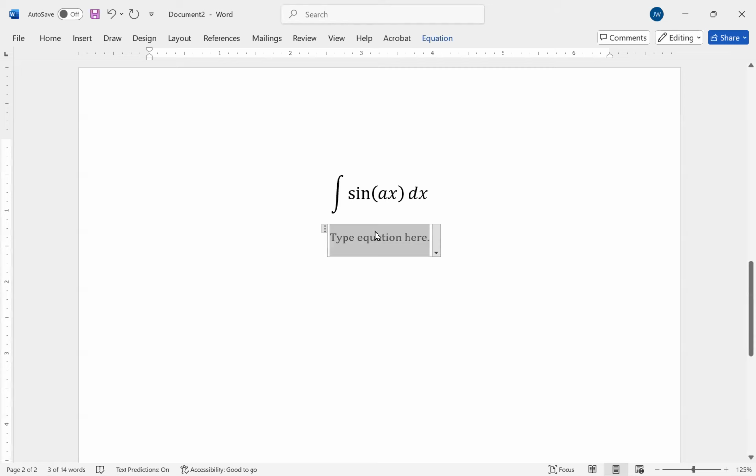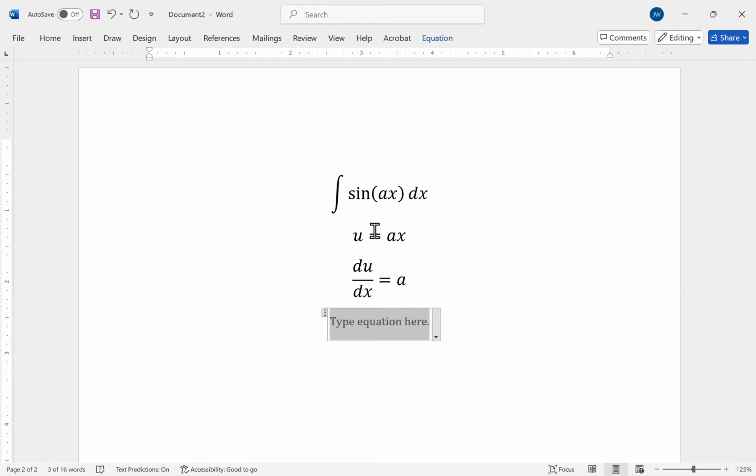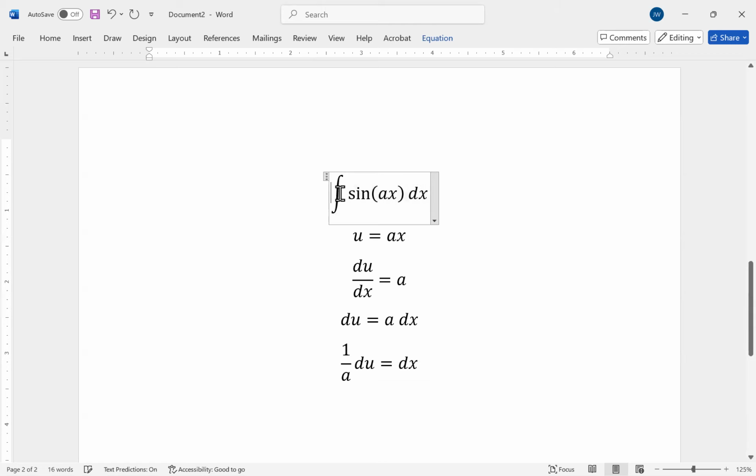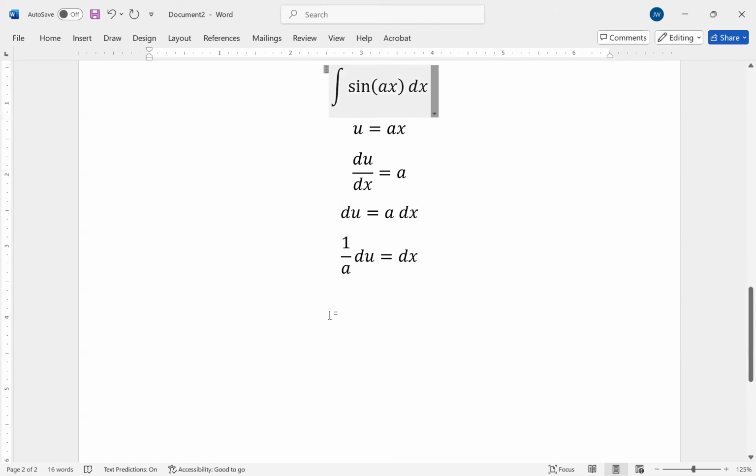So since a is a real number, we just let u be equal to the inside function, that's ax, and then the derivative of u with respect to x is simply the real number a. So my differential exchange, du is equal to a times dx, or if we divide, which is what I'm going to do, 1 over a times the differential du is equal to the differential dx. So that's what we get.